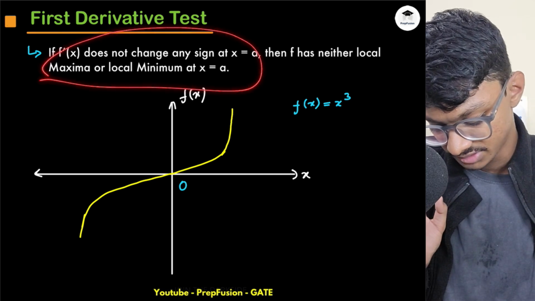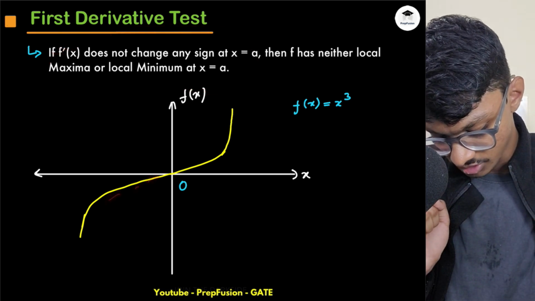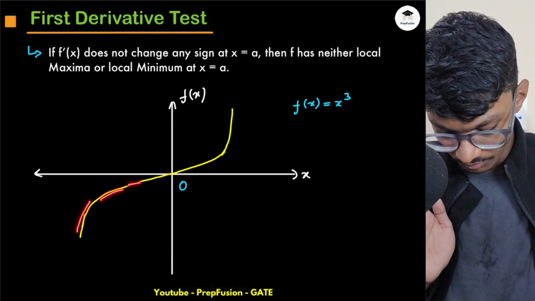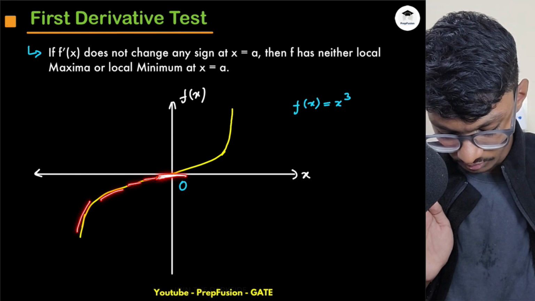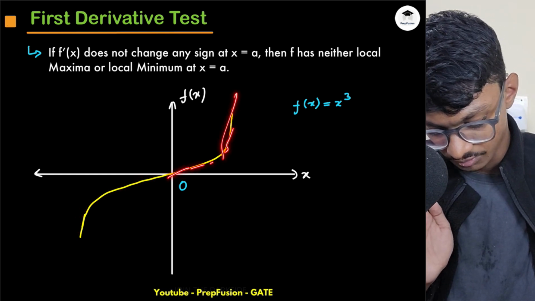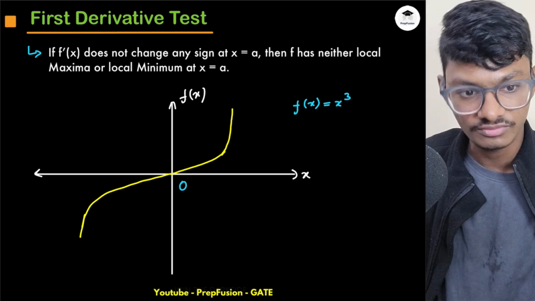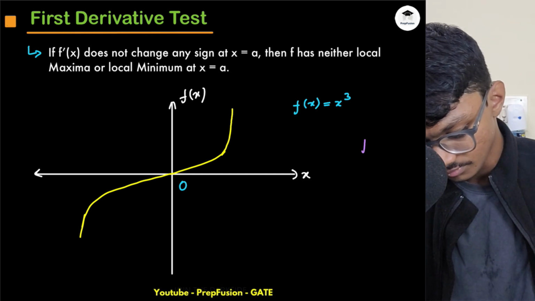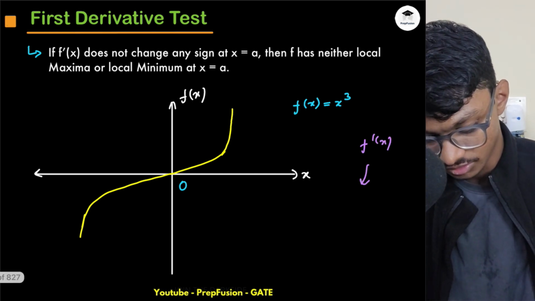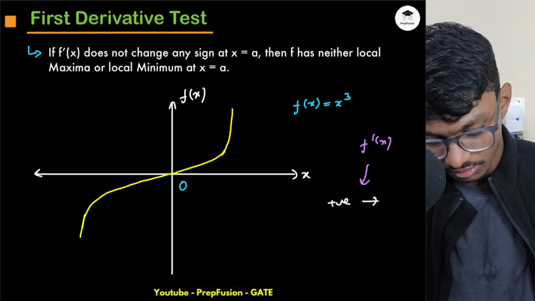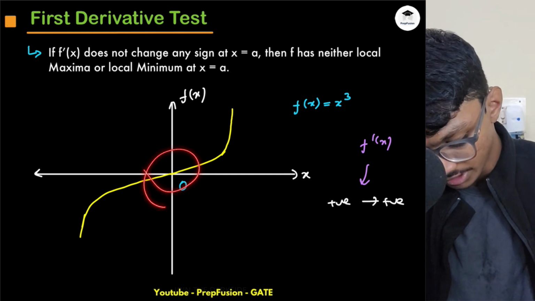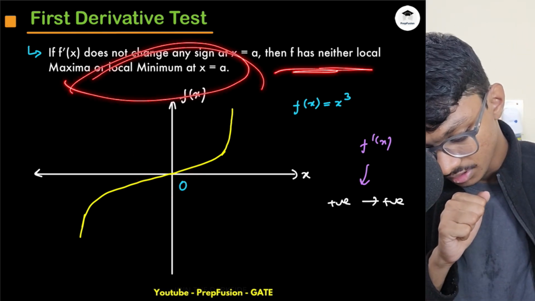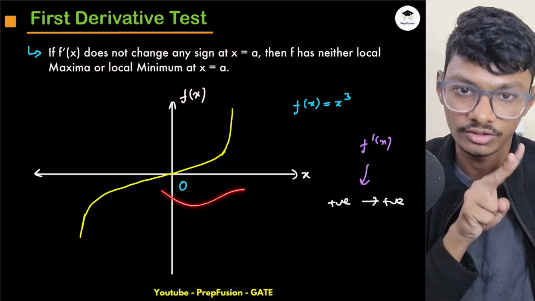So what does this mean? Around this x equal to 0, my derivative is positive, and after this also it is positive. So before also positive, after also positive. So f dash of x does not change its sign. It is positive before and it is again positive, but in between it was going to 0. So that won't be a point of local maxima or minima.